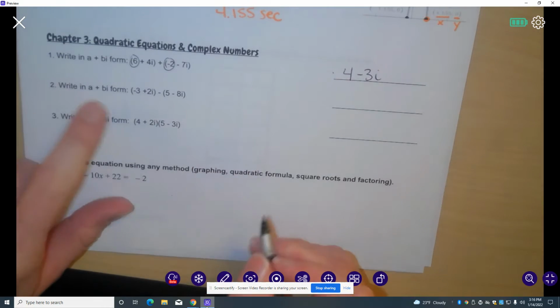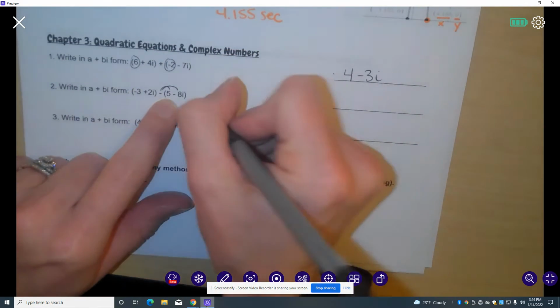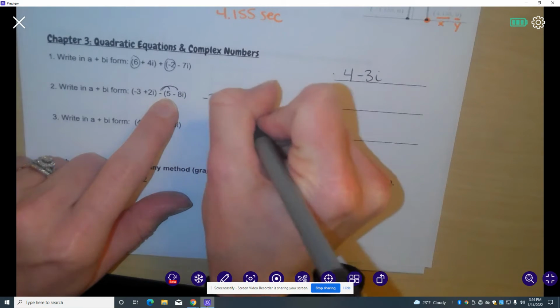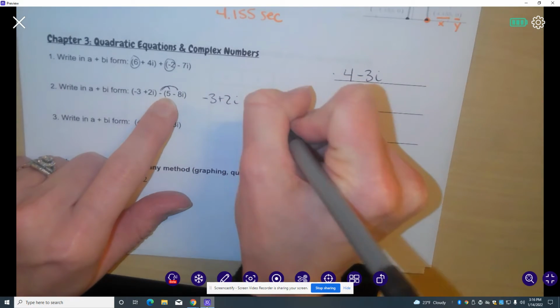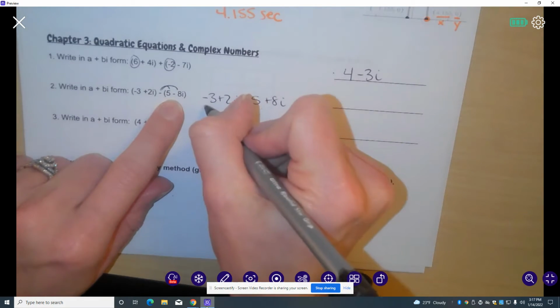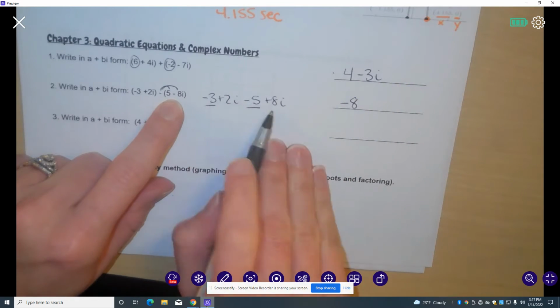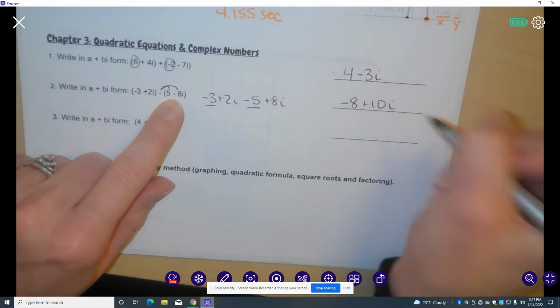And number 2, we're subtracting. So the only difference is you want to distribute that negative. So it just changes the sign on that number. So negative 3 minus 5 is negative 8. And 2i plus 8i is 10i.